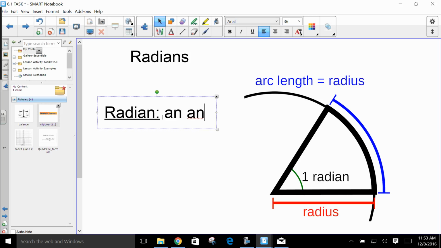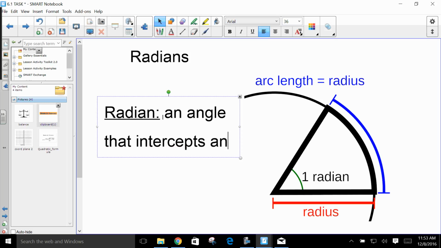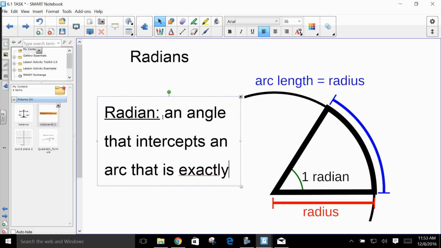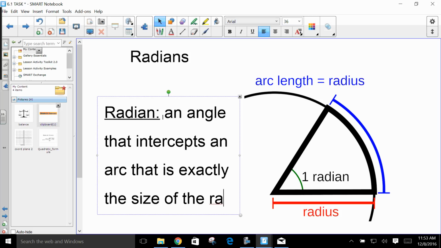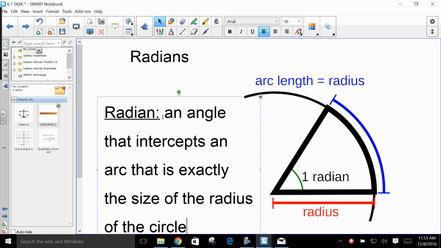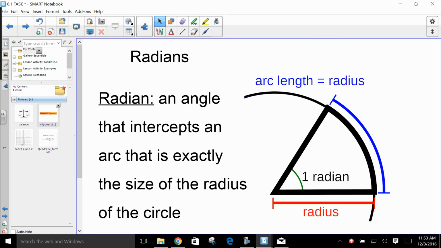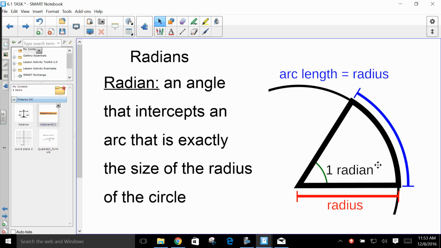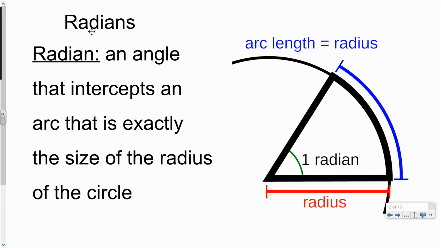An angle that intercepts an arc that is exactly the size of the radius of the circle. I'm going to copy that definition down.